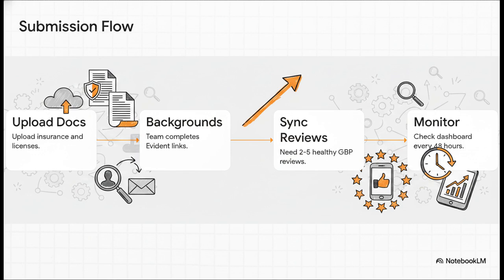After that, confirm your GBP reviews are syncing. You usually need around 2 to 5 healthy reviews to actually launch. Finally, keep an eye on your dashboard every 48 hours to fix any rejected documents right away. Just a heads up, the whole shebang typically takes about 2 to 4 weeks to get approved, so stay vigilant.